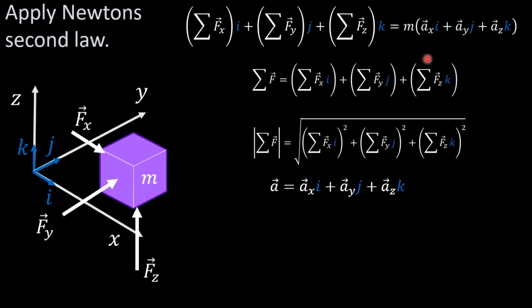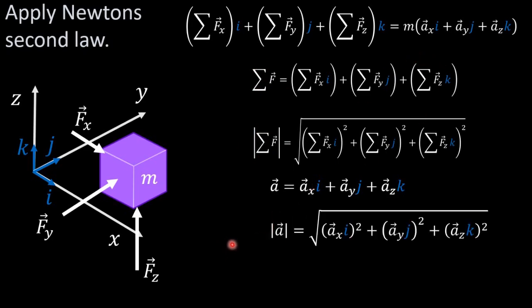Okay, we do the same thing for acceleration. Again, apply Pythagoras to get the magnitude of acceleration. So now we know the magnitude of the force and we know the magnitude of the acceleration. We can just write all that down as the sum of the forces equals mass times acceleration. So we've just boiled this down to F equals ma.